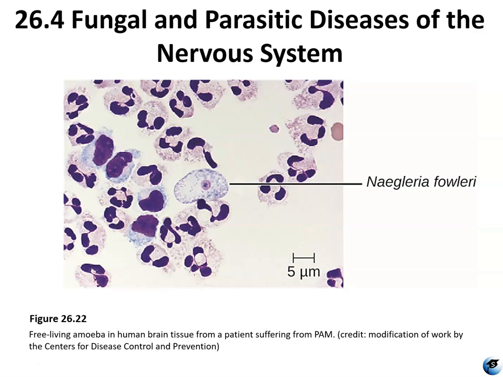Only a few free-living protozoa infect the human nervous system. Certain parasitic protozoa are a much more widespread threat. So figure 26.22 is showing a free-living amoeba in human brain tissue from a patient that was suffering from infection by Naegleria fowleri. Naegleria fowleri infects people when water containing the amoeba enters the body through the nose, and it typically occurs when people go swimming or diving in warm, fresh water like lakes and rivers. The amoeba then travels up the nose to the brain, where it then destroys brain tissue.